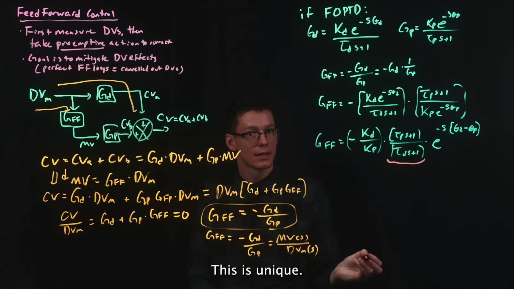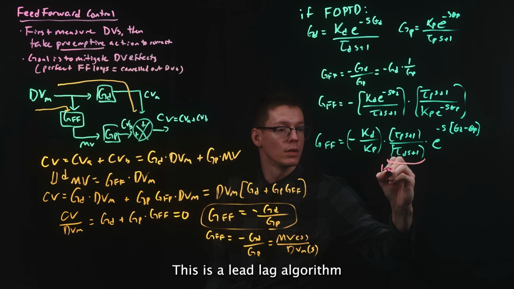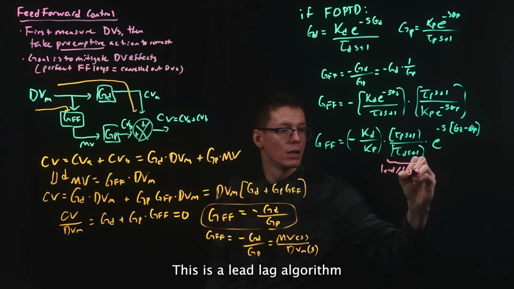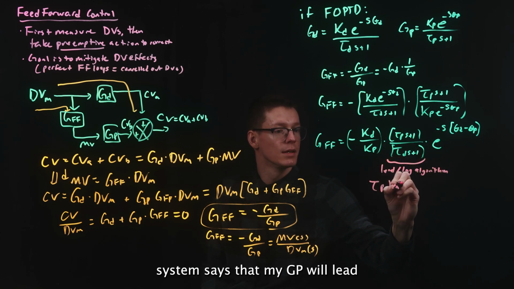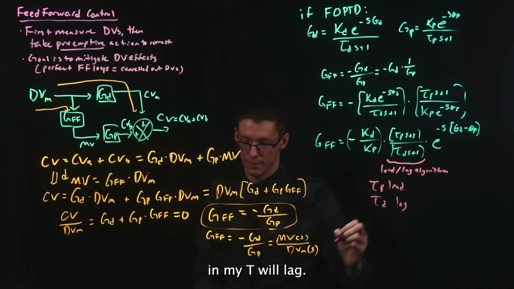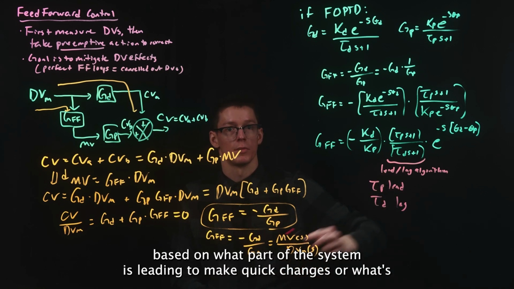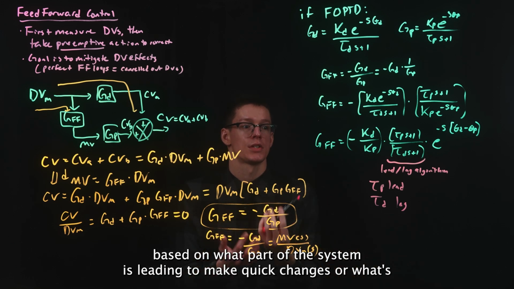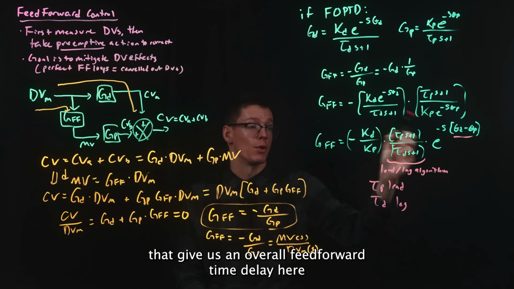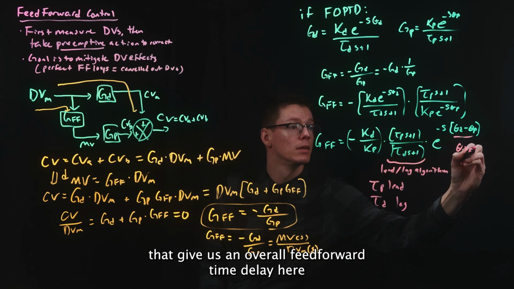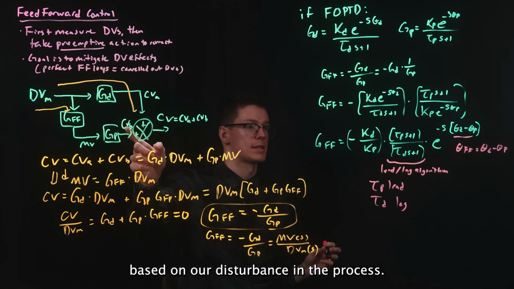This is unique. This is a lead lag algorithm. And this lead lag system says that my TP will lead and my TD will lag. So this is essentially how we are deriving our process model based on what part of the system is leading to make quick changes or what's lagging, and both of which are influencing our time delays that give us an overall feed forward time delay here based on our disturbance in the process.